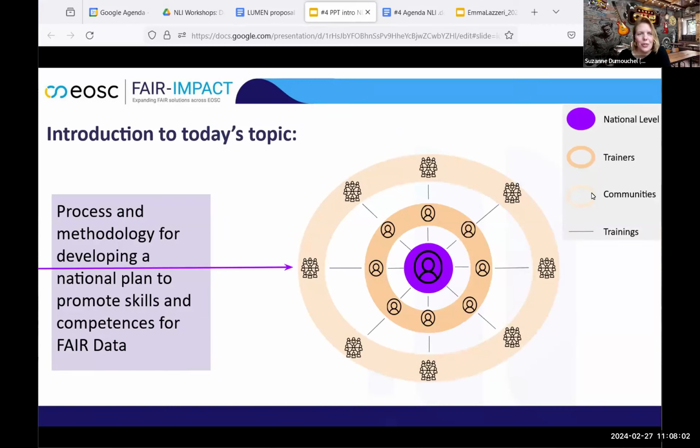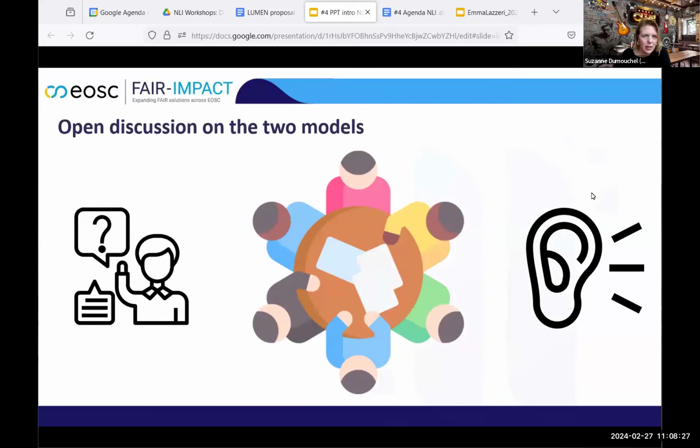Regarding the topic of today, what Emma will provide us is a process and methodology for developing a national plan to promote skills and competence for FAIR data. There are a couple of very different aspects to take into account to achieve such an objective, and Emma will present the different aspects. And this is for the discussion.